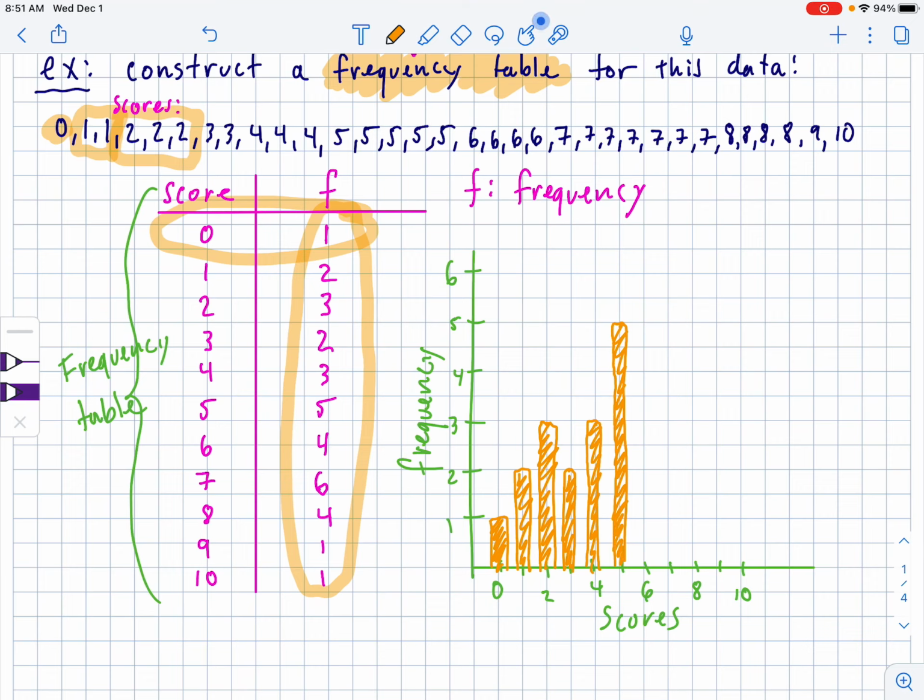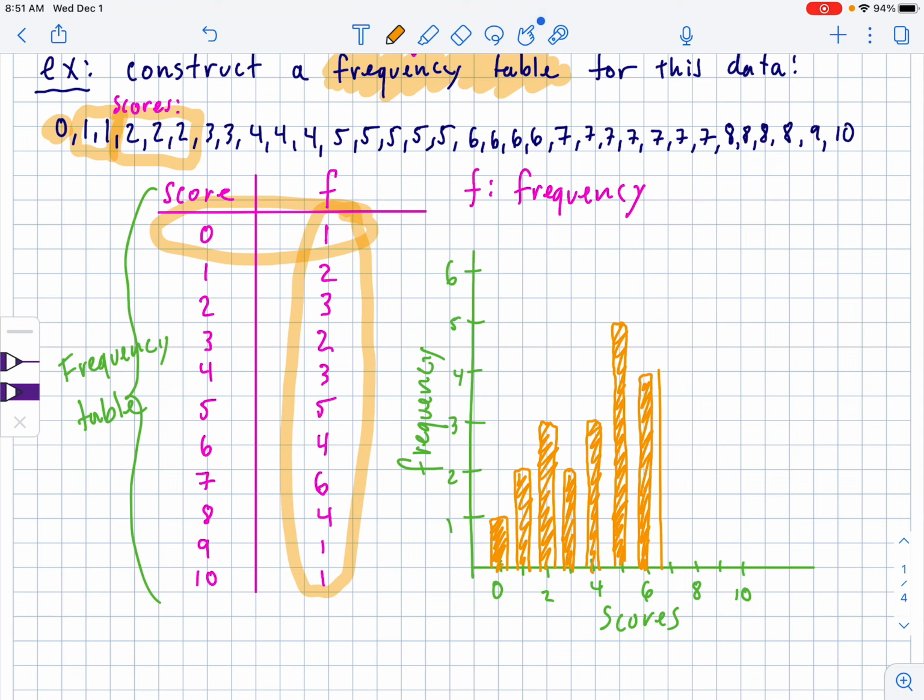Notice that these bars are not touching each other. That would mean that the data is sort of continuous and there's things in between. But this data is just whole numbers. It's discrete is another way to say that. So yeah, the bars should not touch each other. They should have white space in between. It's discrete data.